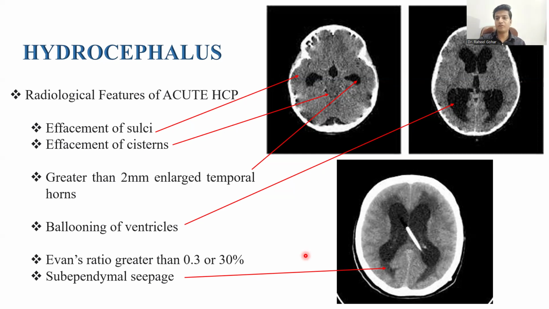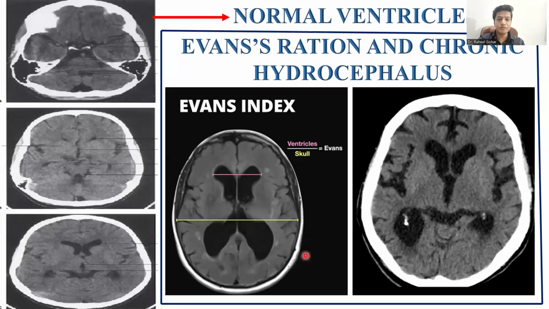Now coming back to the Evans ratio. This is how we calculate the Evans ratio. We take one axial slice of MRI or CT scan. On that slice we take the biparietal distance and the distance between the frontal horns, and then we divide the distance from one frontal horn to the other frontal horn by the distance from the parietal to parietal area. So here you can see the ventricle size is divided by the skull size, and you get the Evans ratio. If it is more than 30% or 0.3, then we label it as hydrocephalus.